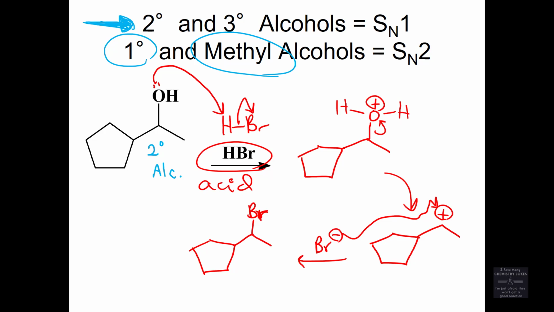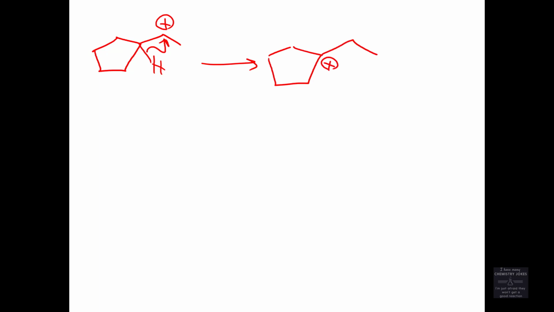No. SN1, I went through a carbocation. And that carbocation can and will rearrange. Let's draw that rearrangement. So this was our carbocation. What kind of shifty shifts can it do? Yeah, you heard me. Shifts. What kind of shifts can it do? It can do a hydride shift to get me a tertiary carbocation like that. It could also do a ring expansion.